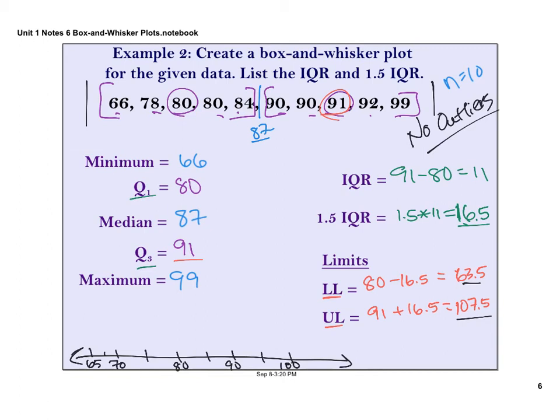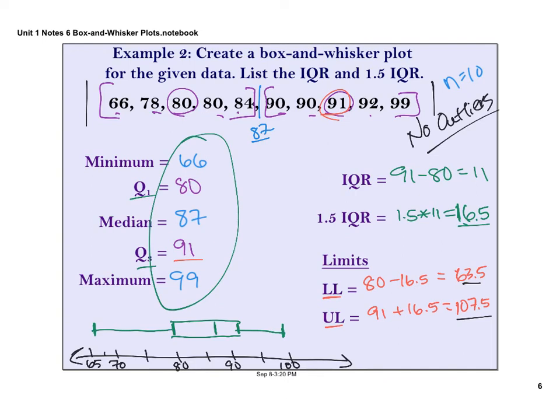So let's put our points in. I have the minimum at 66. I have the lower quartile at 80. I have the median at 87. I have the upper quartile at 91. And I have the maximum at 99. So I just straight up graphed those 5 points right there. The middle 3 become the box, and the outsides are the whiskers.